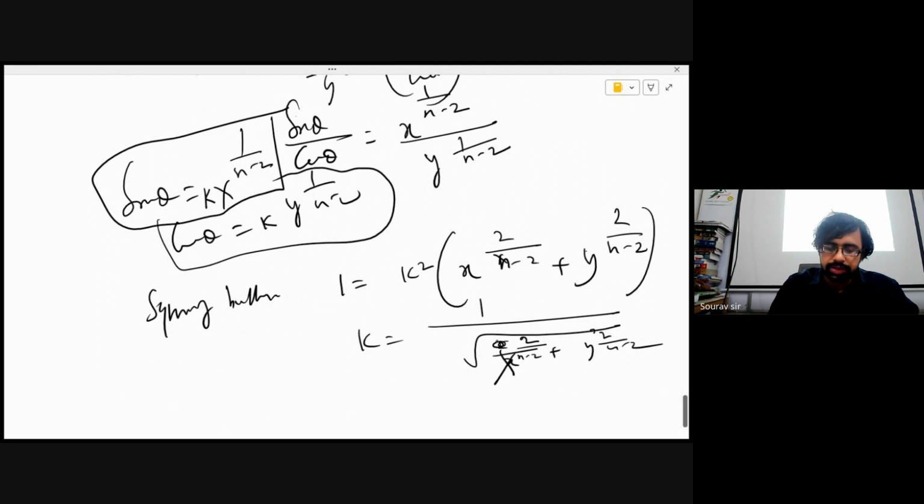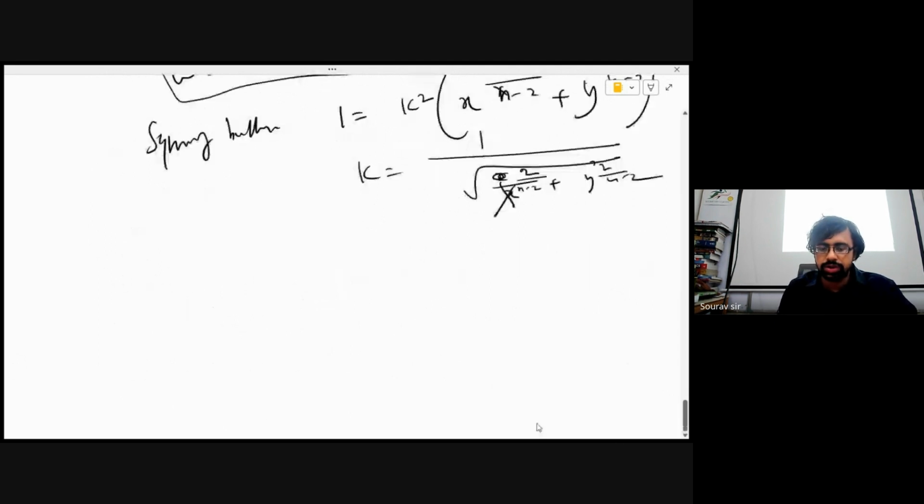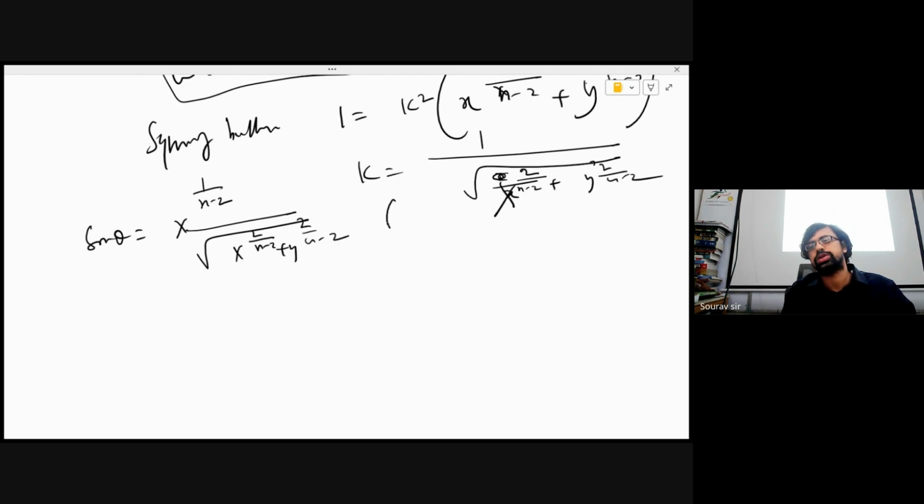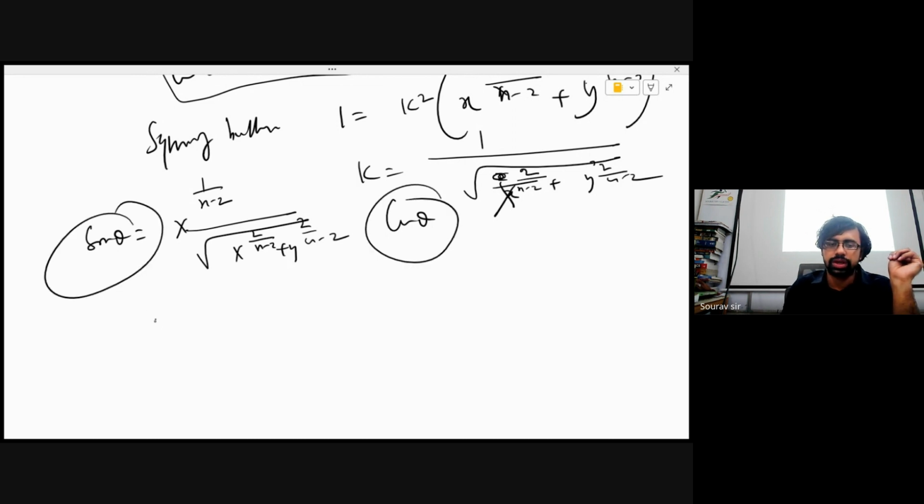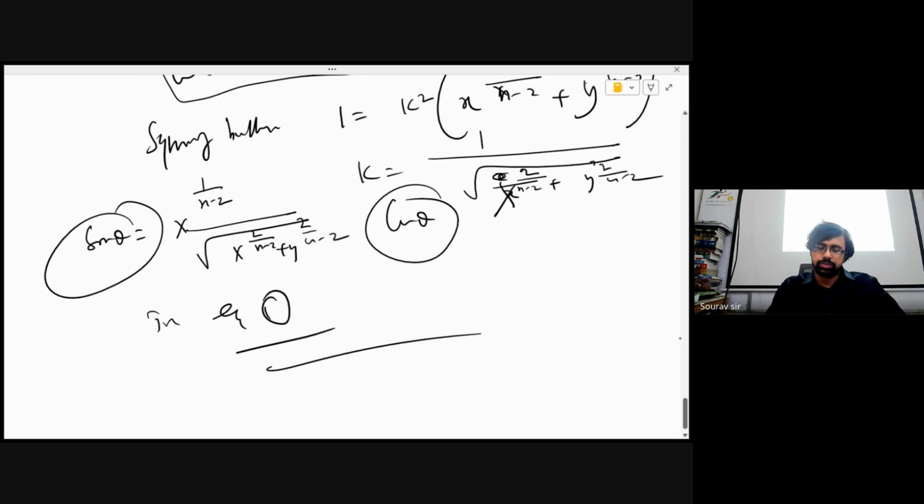If these are the things that happen, then sin theta and cos theta will be, you can understand, but it is not that easy. So the sin theta is x to the power 1 by n minus 2 times root over x to the power 2 by n minus 2, y to the power 2 by n minus 2, and similarly cos theta will come like this. Okay, and now all you have to do is put these two in equation number 1. Put them in the basic equation, and your work is done. Okay.